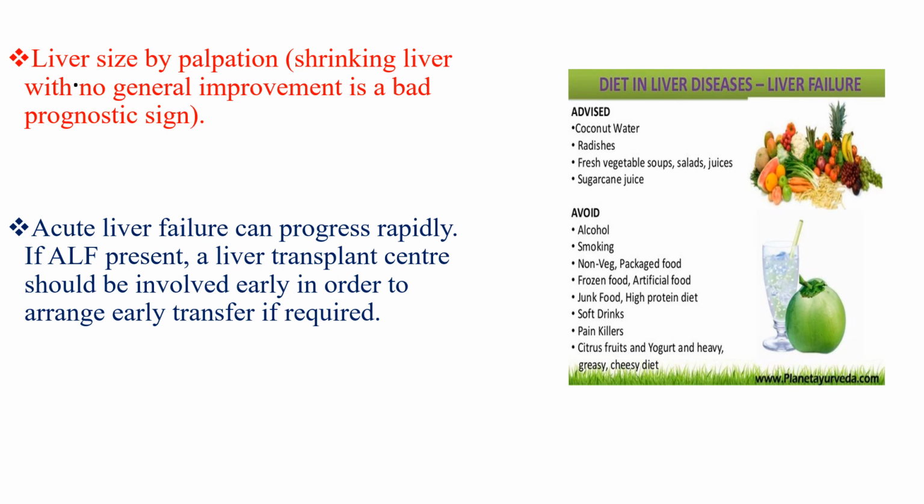Overall, assess liver size by palpation. If the liver is shrinking with no general improvement, it is a bad prognostic sign. Acute liver failure can progress rapidly. So if acute liver failure is present, a liver transplant center should be involved early in order to arrange early transfer to the center if required.